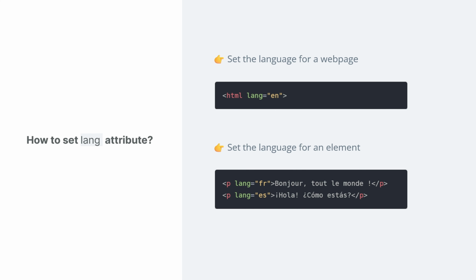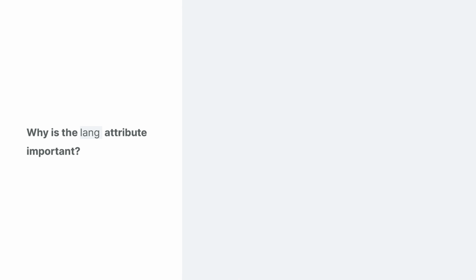Why is the lang attribute important? Firstly, for users relying on screen readers, the lang attribute ensures the text is read with the correct pronunciation rules. Imagine a Spanish word being read in English. It could be confusing or unintelligible, right?